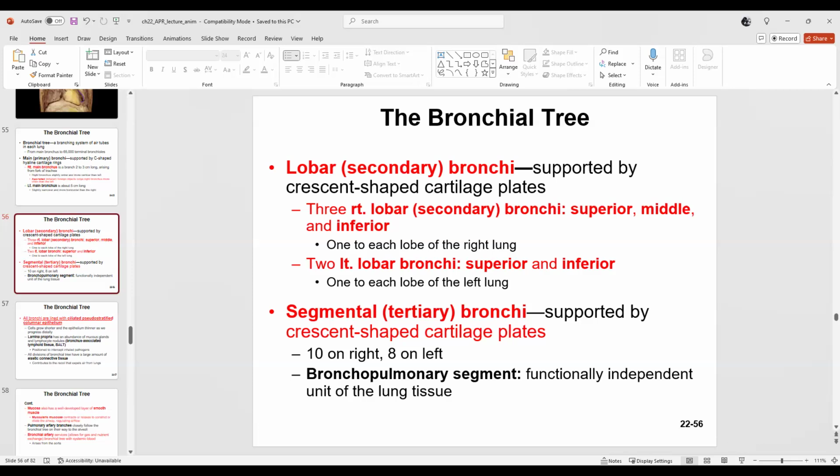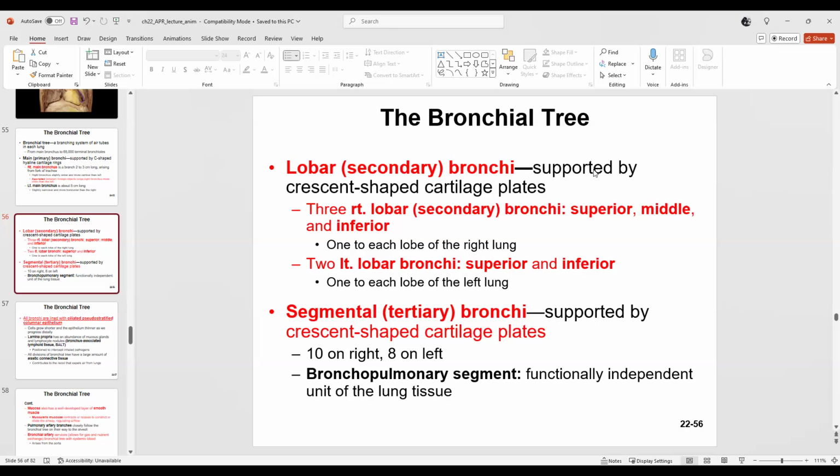So when we look at the bronchial tree, on the right side, we have three secondary bronchi formed by the separation of the main primary bronchi on the right side. Each of the secondary bronchi corresponds to the lobes. So if we have three secondary bronchi on the right, we have three lobes: superior, middle, inferior. On the left side, we have two secondaries corresponding with two lobes. The two lobes are superior and inferior.